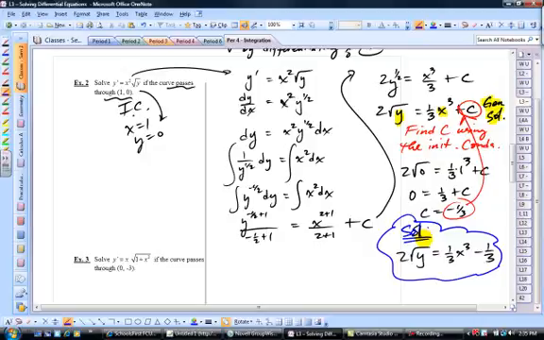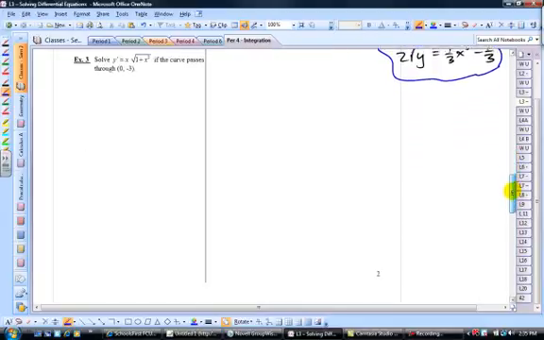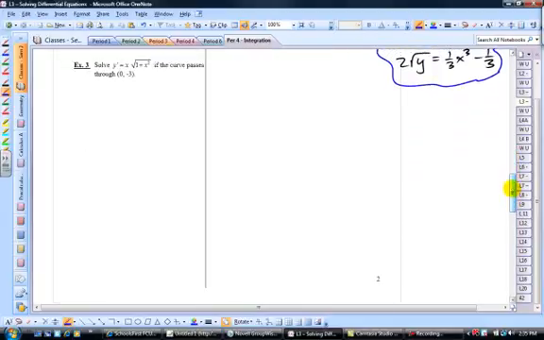All right, so let's try this just one more time, just to get the hang of it here. In number 3, we have this differential equation that looks like y prime is equal to x times the root of 1 plus x squared. And we know it passes through 0, negative 3. So there we have our initial condition right there. Now notice there are no y's involved on the right-hand side.